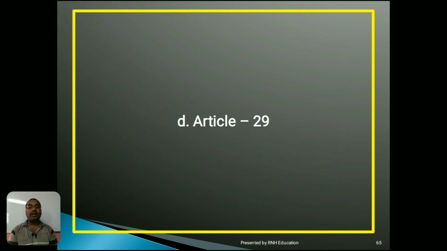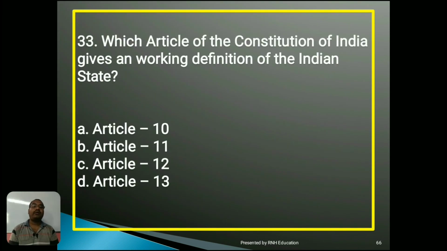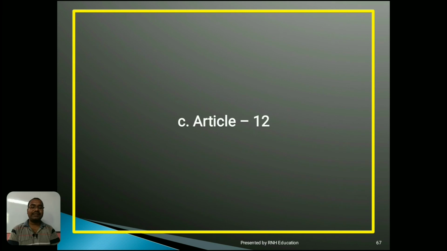Now the next question, that is question number 33. Which article of the Constitution of India gives a working definition of the Indian state? Options are A, Article 10, option B, Article 11, option C, Article 12, and option D, Article 13. Now check the answer. The answer is option C, that is Article 12.